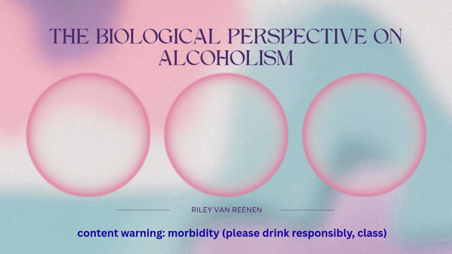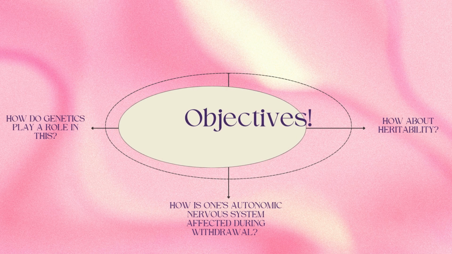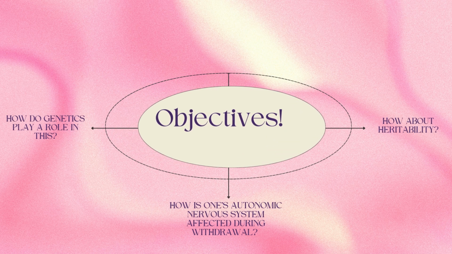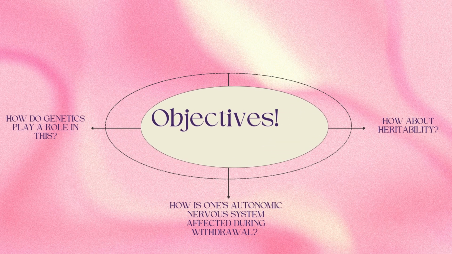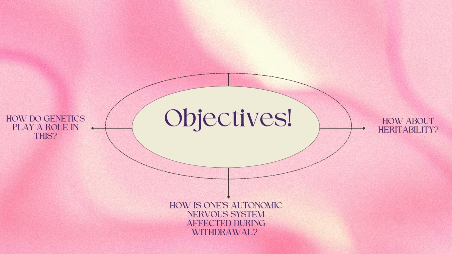This will be educational, yet it will become morbid at times, so I am respectfully encouraging viewers to maybe take this with a grain of salt. I will be analyzing 3 key fundamental questions, including how do genetics play a role in this disorder, how does heritability relate to it, and lastly, how would the autonomic nervous system specifically be affected when this individual withdraws from consumption, theoretically speaking.